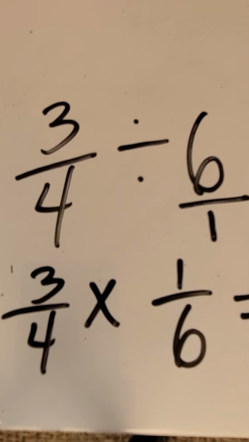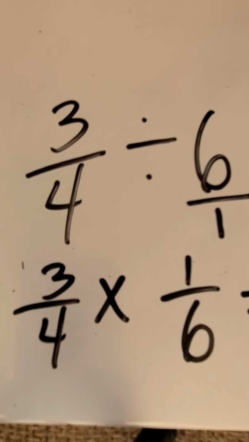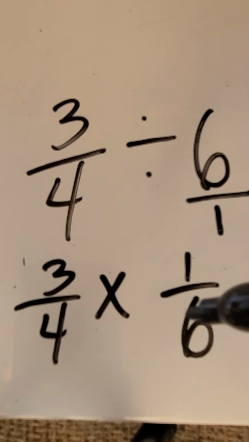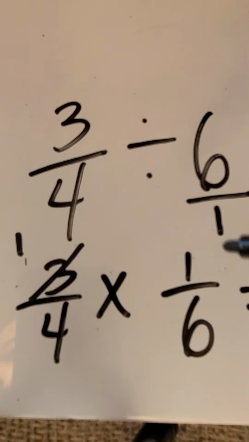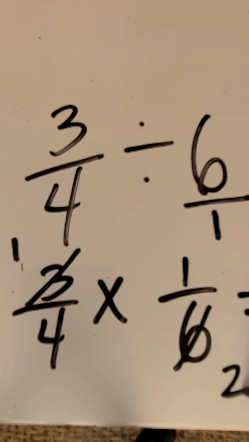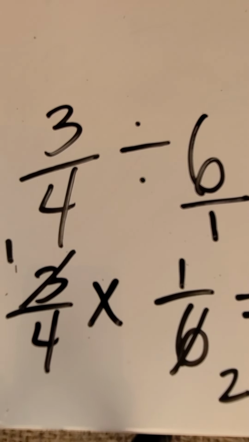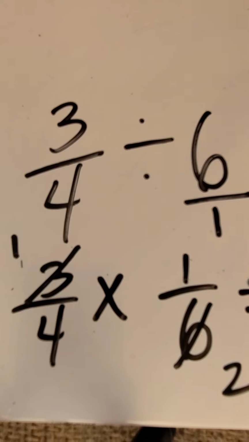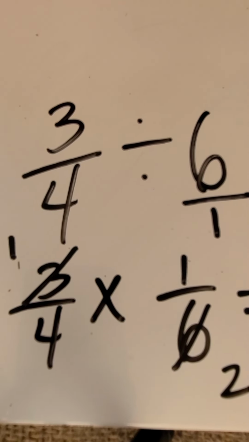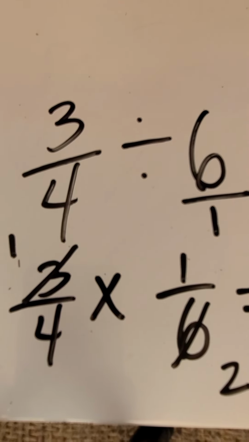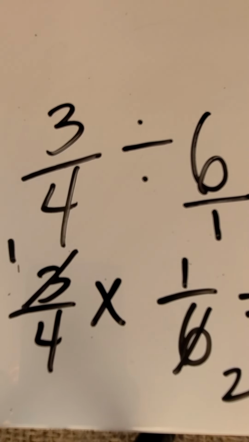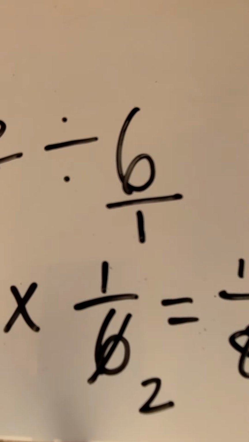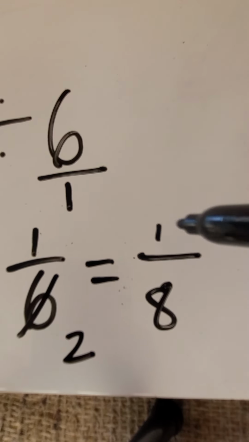Now we can begin to multiply our fractions. Again, 3 and 6 have the 3 in common. We can cross factor. That becomes 1. This becomes 2. Now we can go ahead and multiply. 1 by 1 is 1. 4 by 2 is 8. So this is our answer, 1/8.